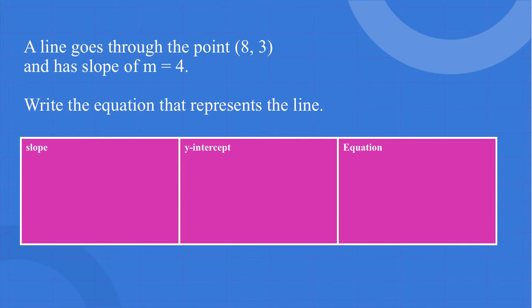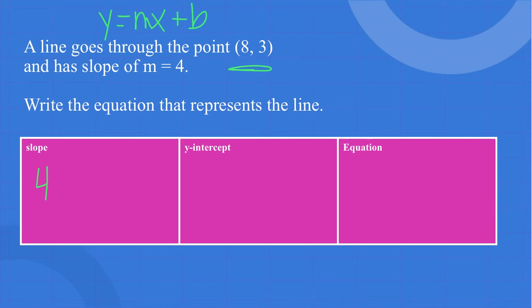All right, we're going to write an equation that represents this line. Our equation is still y equals mx plus b, but we're missing some things here, so we've got to break down how we're going to figure out our y-intercept. We have a line that goes through 8, 3, and we have a slope of 4. So we know right away our slope is a positive 4. We don't know the y-intercept, therefore I can't finalize this equation, y equals mx plus b.